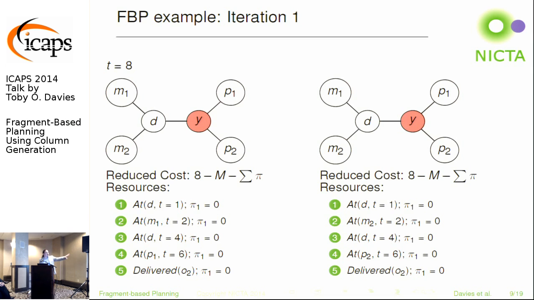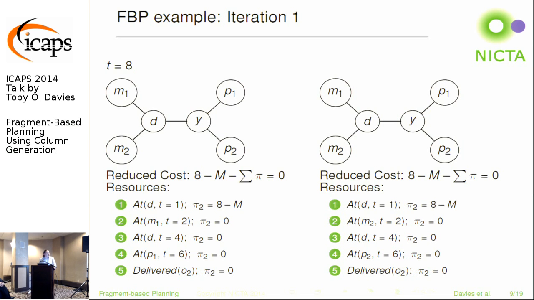So at the moment, those have both got length 8. Assuming unit cost, they have a total cost of 8. But they crash at the depot straight away. That's kind of bad, right? Trains crashing is bad. So what happens is the duals get updated.